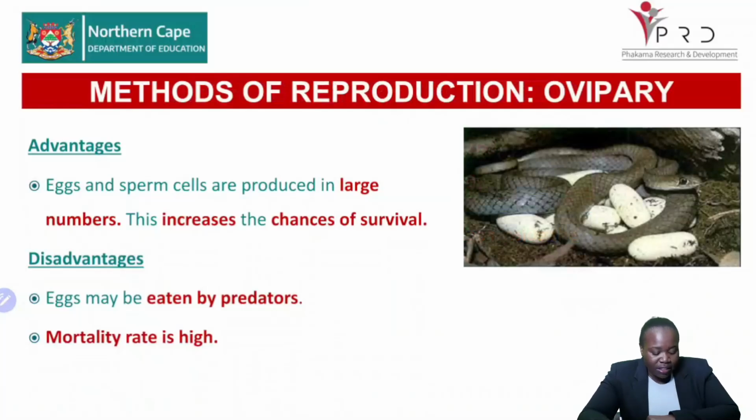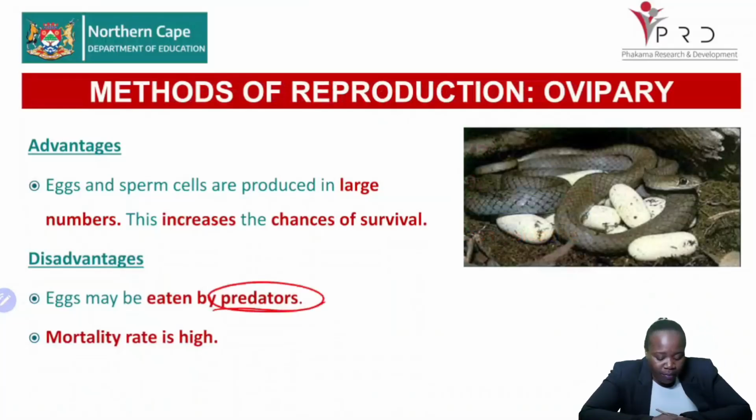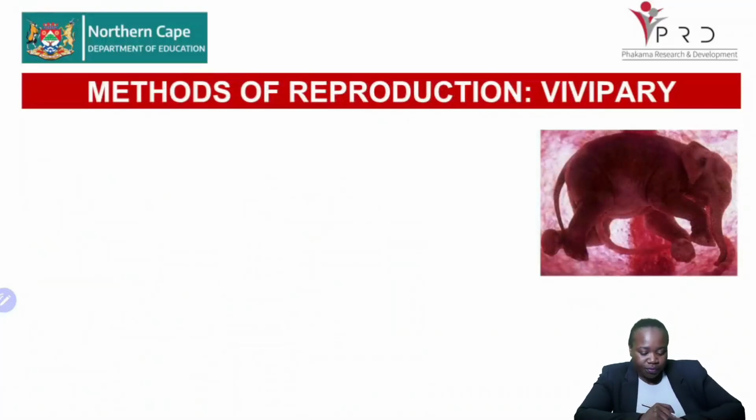And then the disadvantage is that they may be eaten by predators. Now, if these are developing outside the mother's body and they are not supervised, the mother is not around, it means that they may be easily eaten by these predators, right? And the mortality rate is also high for oviparous development or reproduction.